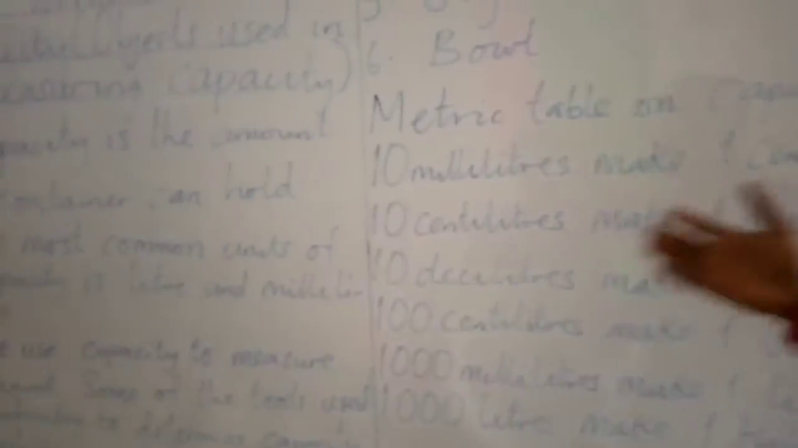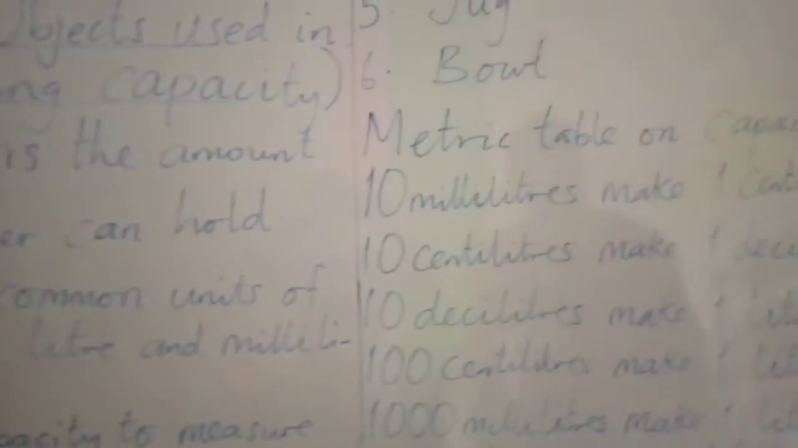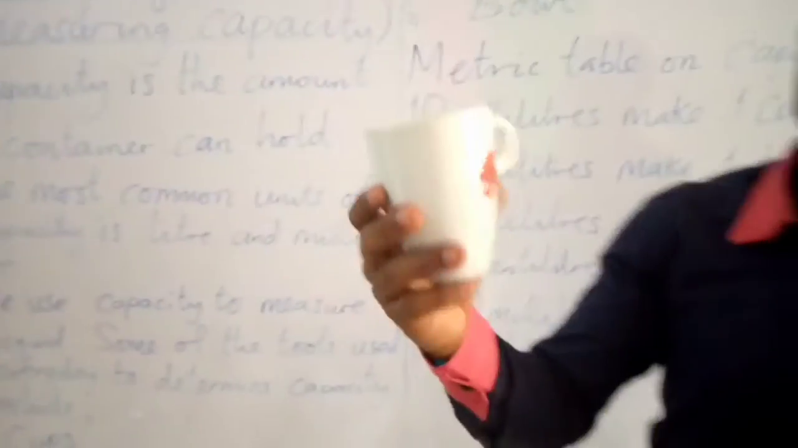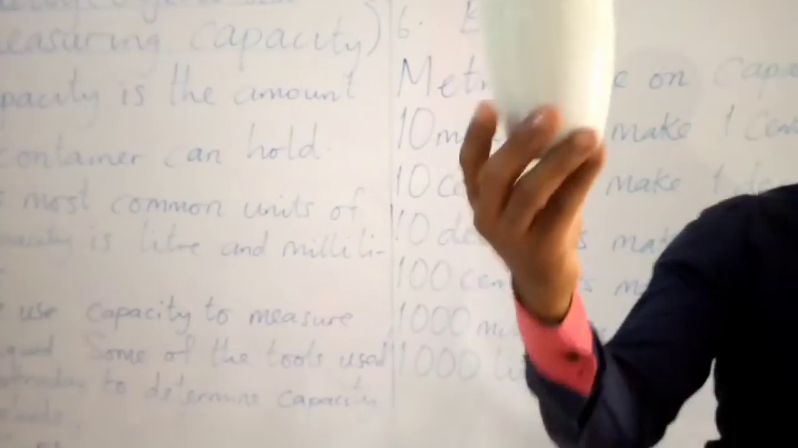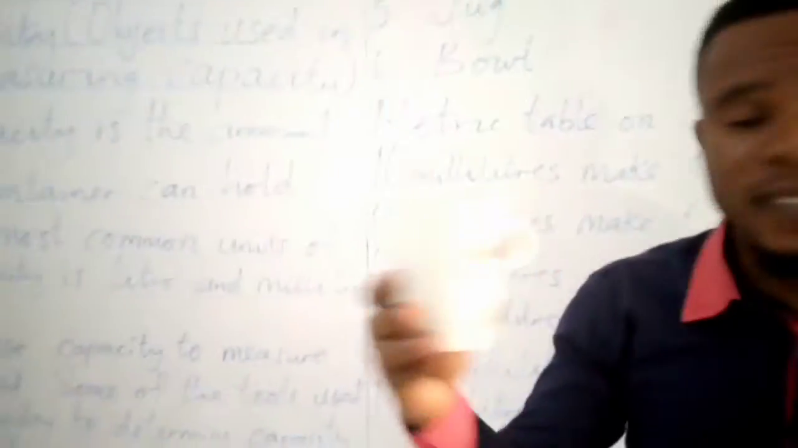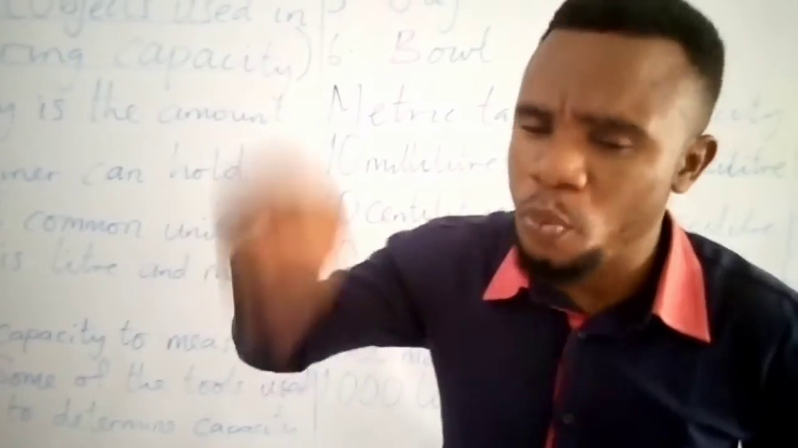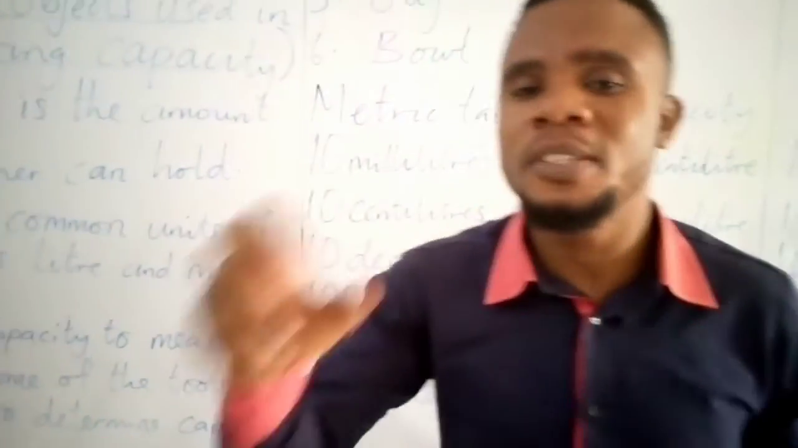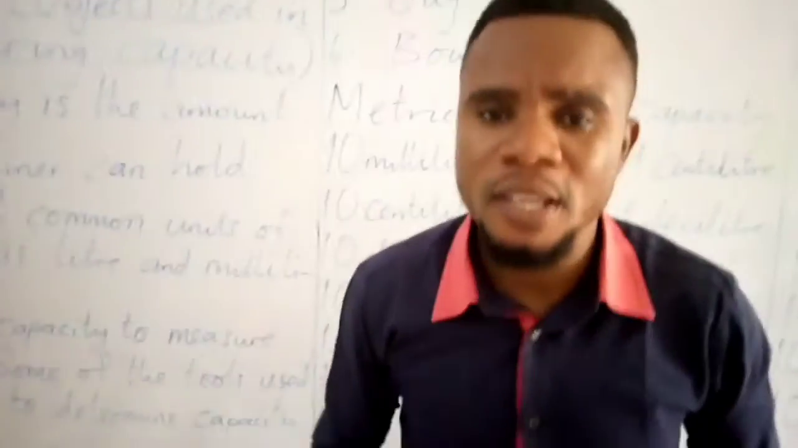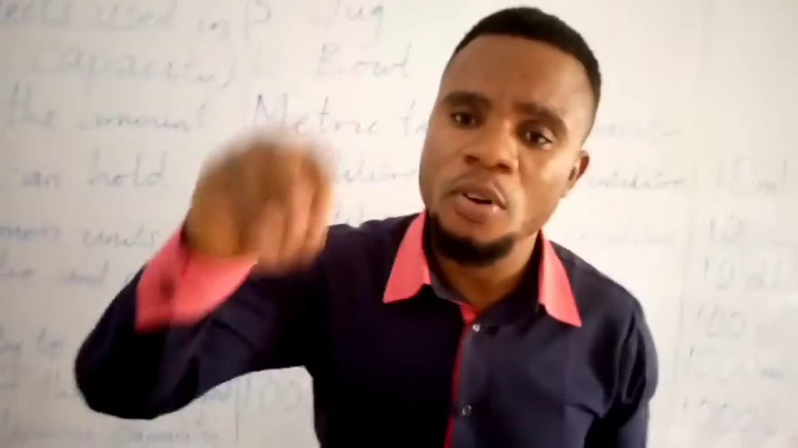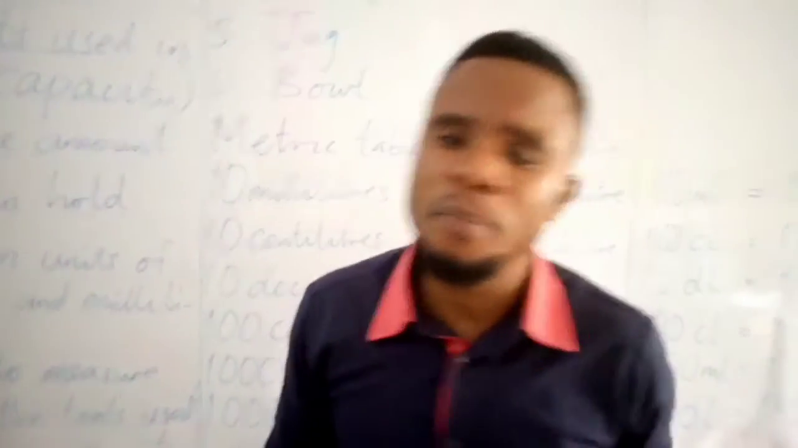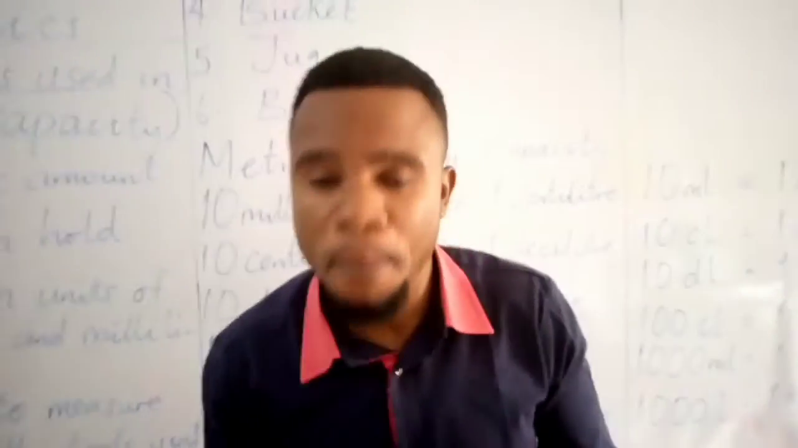Now we go to bowl. You use a bowl to wash your hands or do other domestic chores. So we have so many forms of capacity. This is your teacup, you put water. This is also a capacity. Anything that can hold water is called capacity. Anything you can put liquid inside is called capacity. Your tin milk is also a capacity. Even the container used in storing your powder milk is also a capacity.